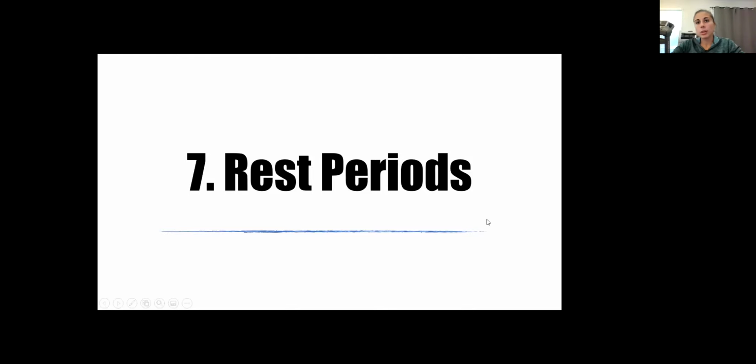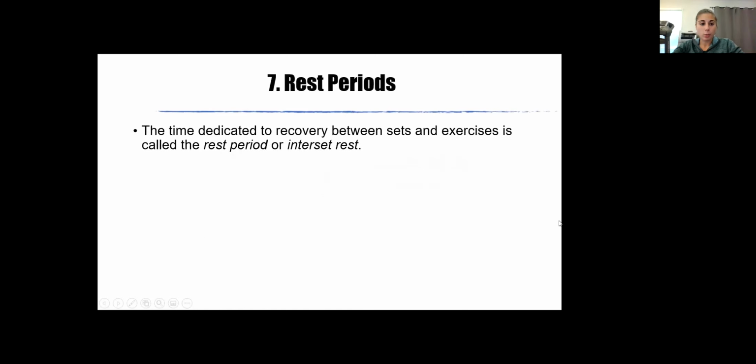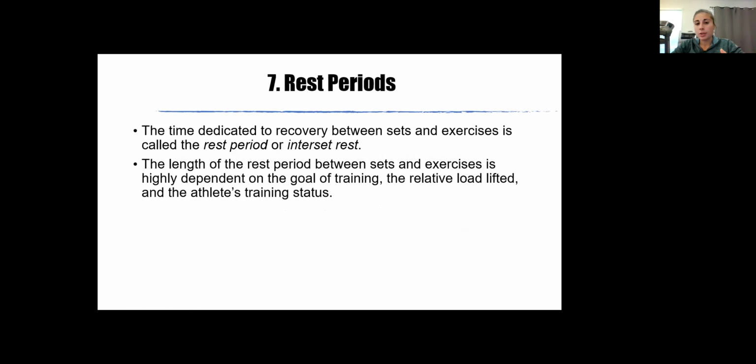Okay, so let's look at rest periods. Rest is the time dedicated to recovering between sets. So I do one set of 10 reps. How much rest am I going to have before I start my next set? This is usually called your rest period or interset rest. The length of the rest is going to be determined by your goal, how much load you're lifting, and the athlete's training status.